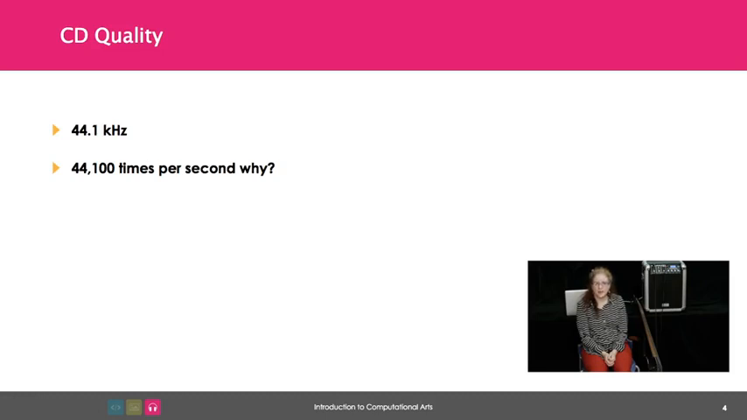We already know that K stands for kilo, which means 1,000. So we're sampling 44,100 times per second. For comparison, the sampling rate for films is 24 frames per second. So why do we need 44.1 kilohertz samples per second?